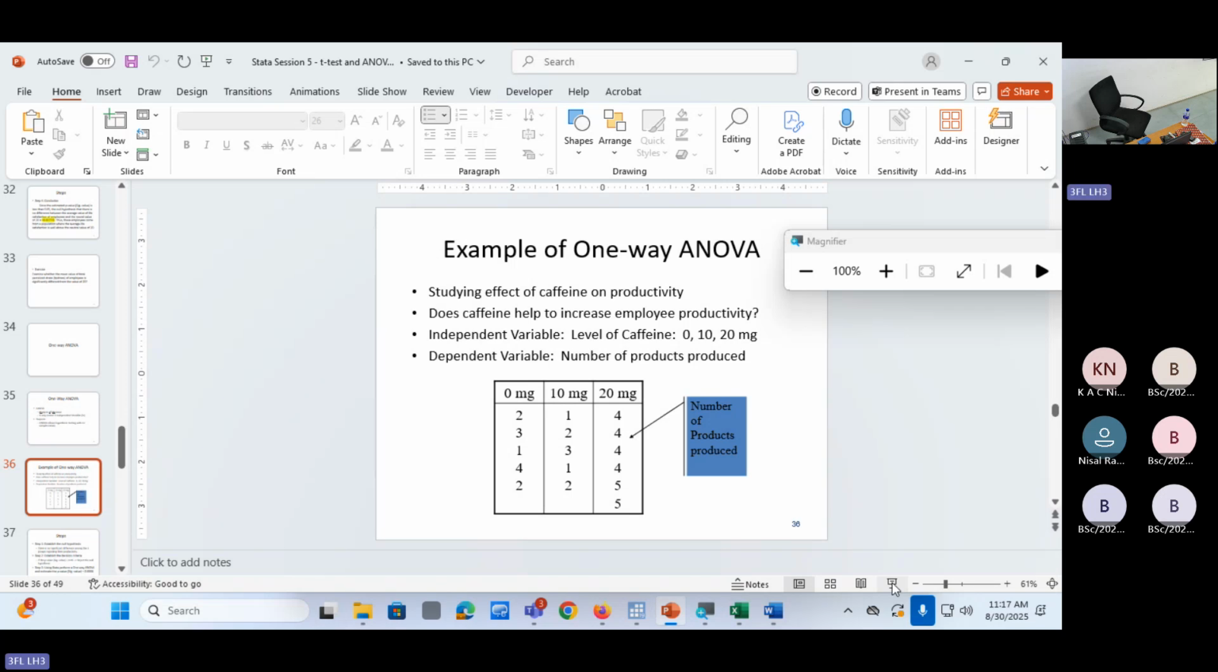So they did an experiment. Now they are involving three groups. They give coffee, one with 0 milligrams of caffeine. That's called decaffeinated coffee. Decaffeinated means it looks like coffee, tastes like coffee, everything is coffee, but the caffeine is not there.